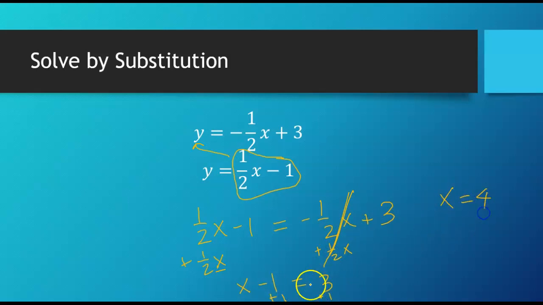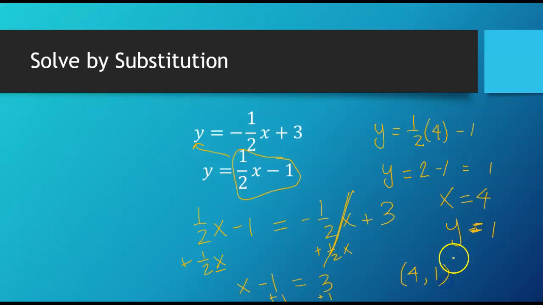So x equals 4. Once I know what x is, I can take x and plug it back into either equation. Again, it doesn't matter which one, just plug it into one of them. Y equals 1/2 times 4 minus 1. 1/2 times 4 is the same as 4 divided by 2. So that would be y equals 2 minus 1. So y equals 1. Okay, so again, you need to find both the x and the y value. You can write them as x equals 4, y equals 1, or you can write it as an ordered pair. Either one is perfectly acceptable.